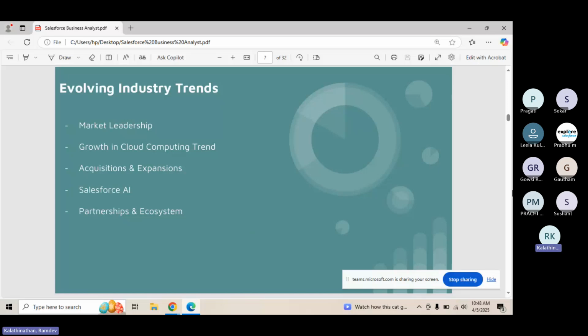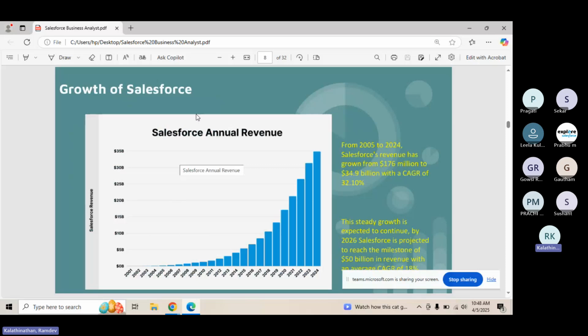Okay, so moving on. Here I wanted to mention the growth of Salesforce, right? Since it started around 2005-6 is when they started getting into the market. From 2005 to 2024, Salesforce revenue has grown from 176 million dollars to 34.9 billion, right? So that's a huge number, and the compounded annual growth rate is 32.1%. Just see how well they've grown over the years, and it's not a linear growth, it's an exponential growth where they're still growing, right?